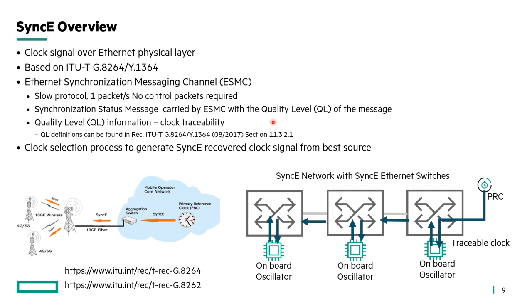what I mentioned earlier, the QL, the quality level of the message. There's a whole load of quality level information and clock traceability that is again defined in various standards, but the ones we're looking for are QL-PRC and QL-PRS. That's sort of a thumbs up in terms of what we're looking for to synchronize the onboard oscillators.